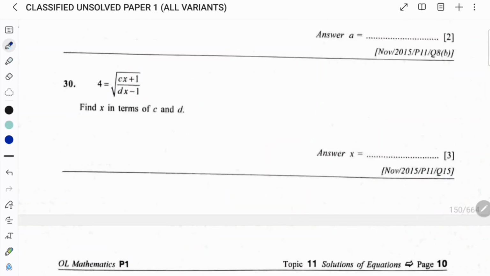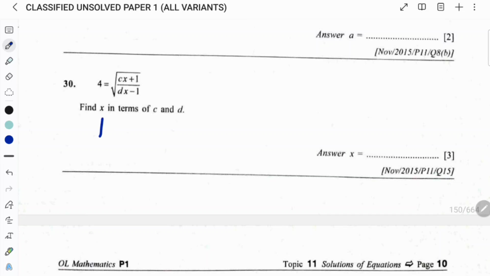Alright, the next question, question number 30. You'll have 4 is equals to square root of cx plus 1 upon dx minus 1. Find x in terms of c and d. We'll have to make x the subject. It's coming in the numerator and denominator both, so we'll have to take common x, and then we'll find the answer.